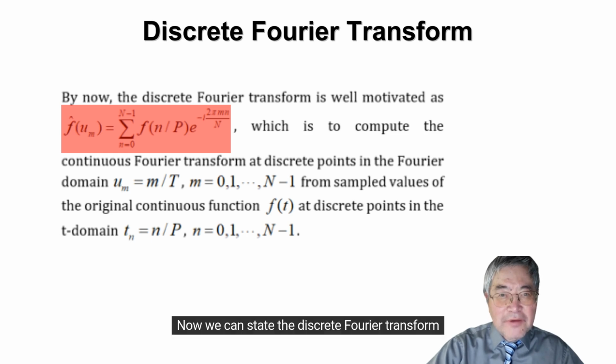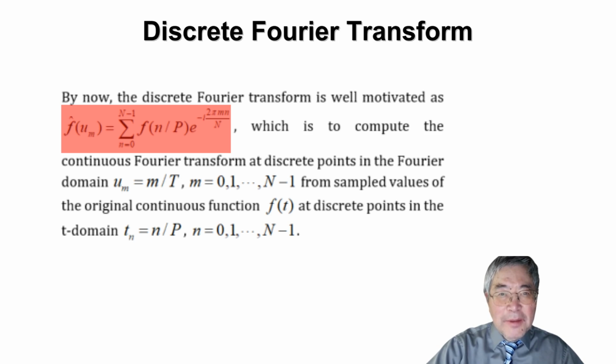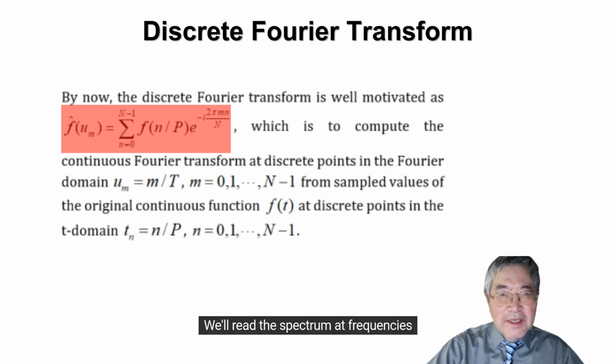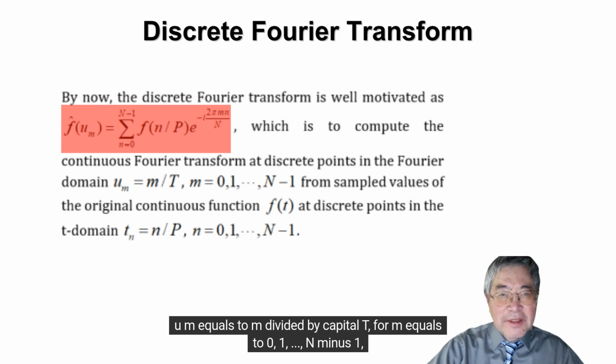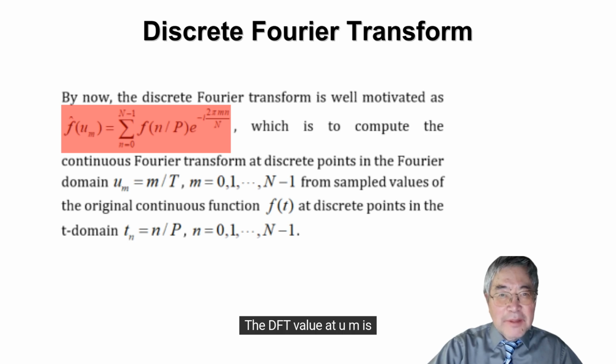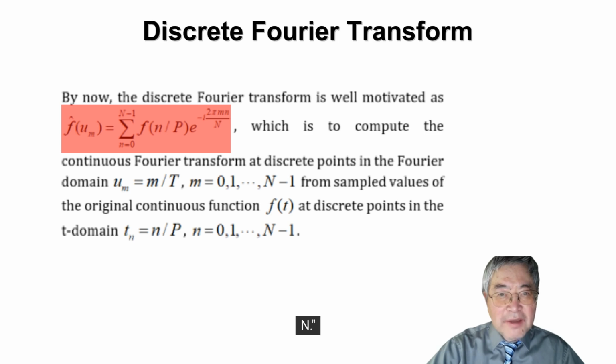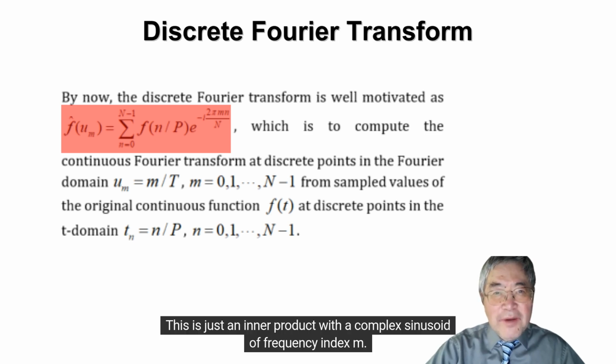Now we can state the discrete Fourier transform. We've sampled the signal at times tn equals n divided by capital P for n equals 0, 1, up to n minus 1. We'll read the spectrum at frequencies um equals m divided by capital T for m equals 0, 1, up to n minus 1, with N equal to T times P. The DFT value at um is the sum from n equals 0 to n minus 1 of f of n over p times e to the power of minus j 2 pi mn over N. This is just an inner product with a complex sinusoid of frequency index m.